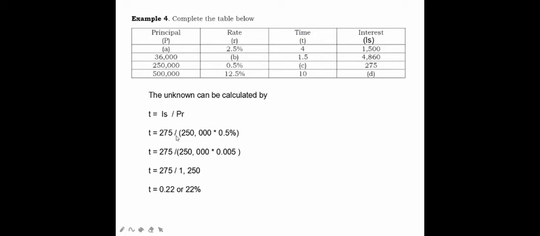275 divided by the product of our principal, which is 250,000 times 0.5%. To convert 0.5% to decimal form, we have 0.005. So 0.005, that is equivalent to 0.5%. Now the T here is equivalent to 275 divided by the product of 250,000 and 0.005, which is 1,250. Now if you're going to divide this, we will get 0.22 or 22%. That is now our time.